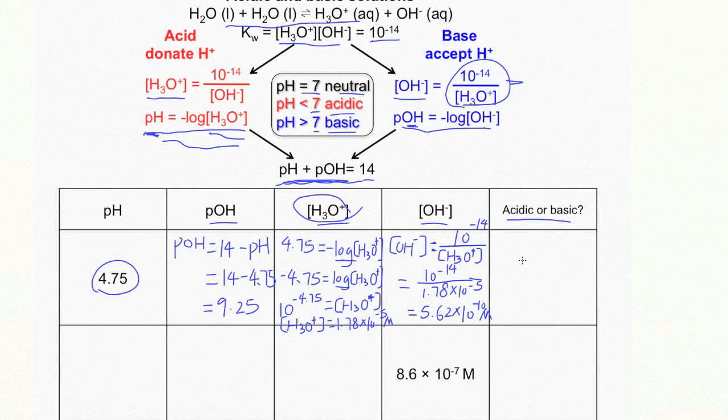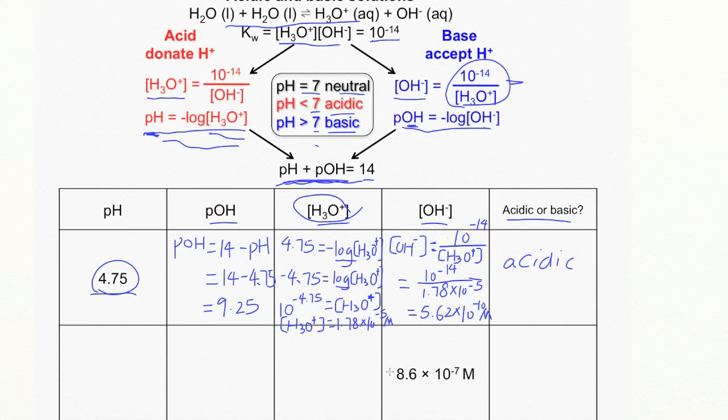Now, how do we decide whether it's acidic or basic solution? Take a look at the pH value. And the criteria is in this square. Since the pH value is less than 7, this is acidic condition, solution. All right, this is how we find out the pOH, hydronium, hydroxide concentrations if you know pH value.